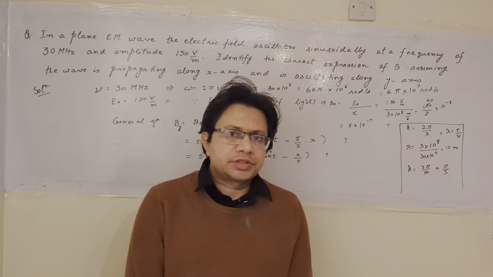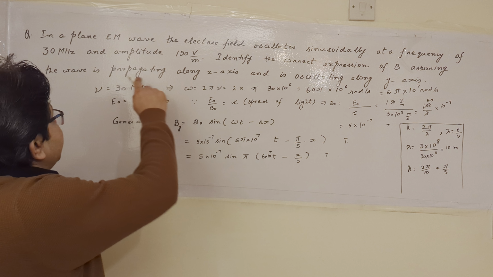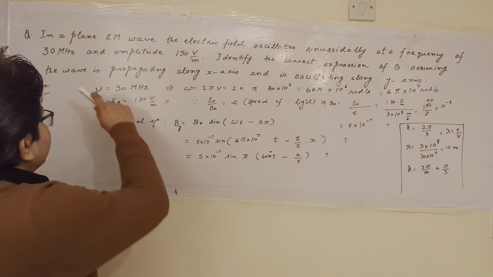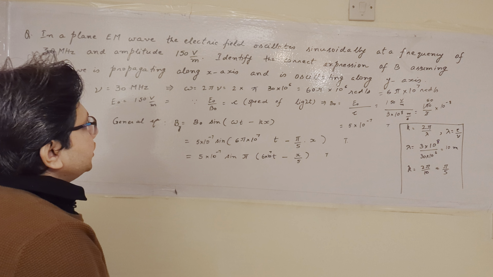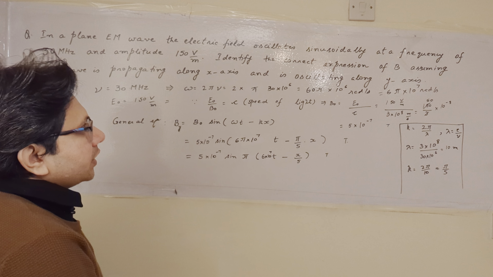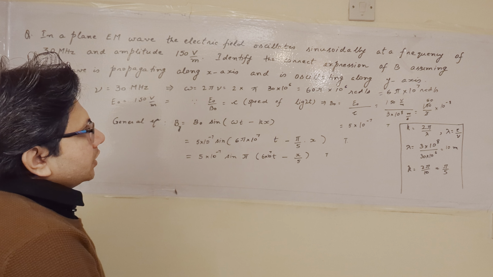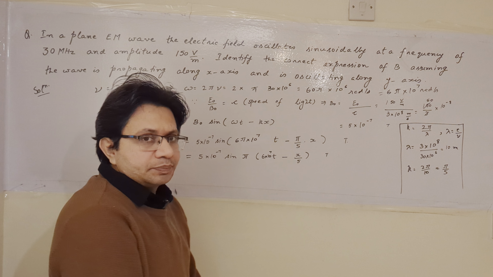Hello students, the question is, in a plane EM wave, the electric field oscillates sinusoidally at a frequency of 30 MHz and amplitude 150 volt per meter. Identify the correct expression of B, assuming the wave is propagating along the x-axis and is oscillating along the y-axis.